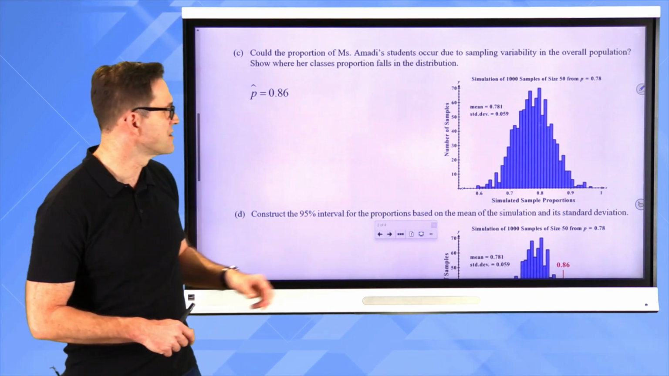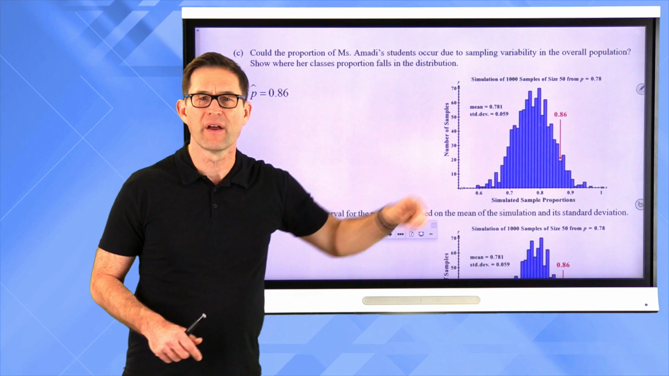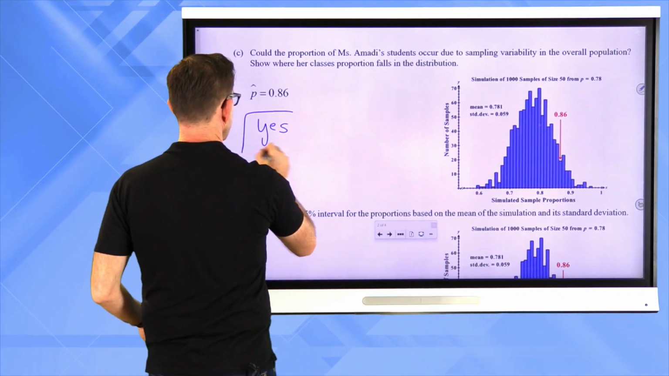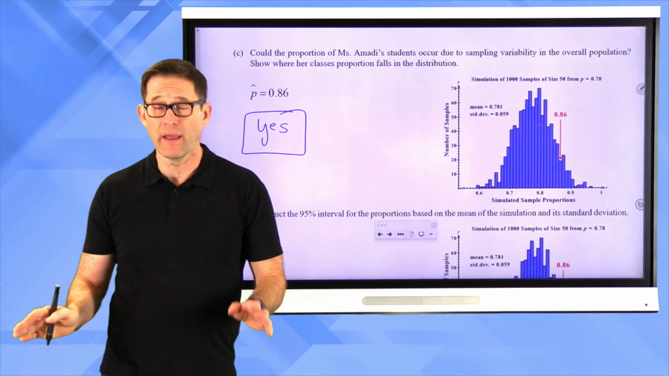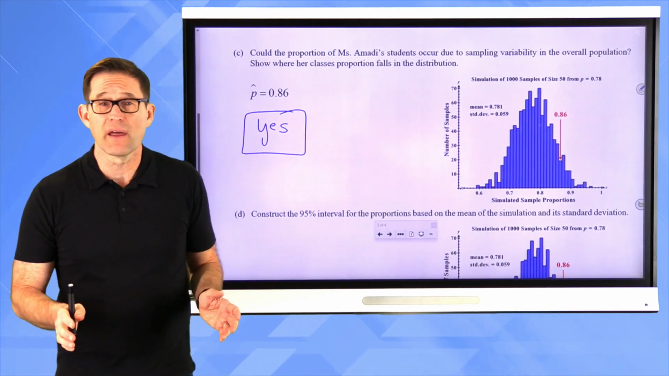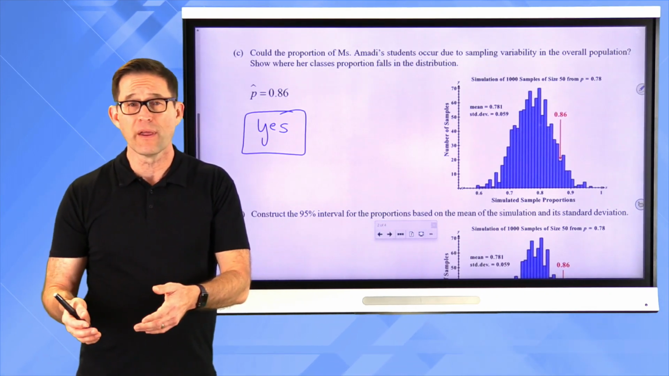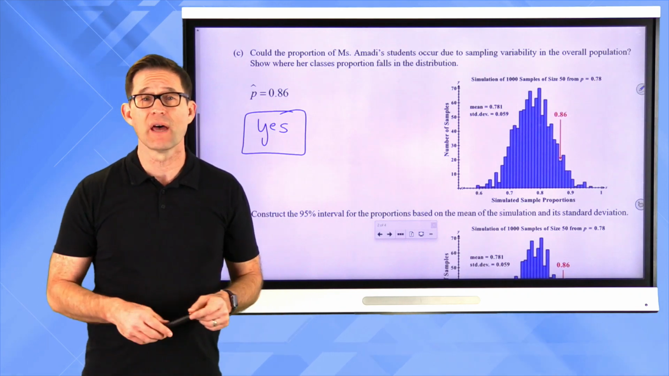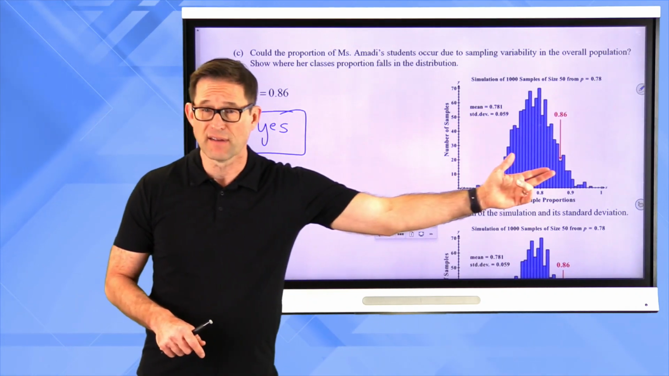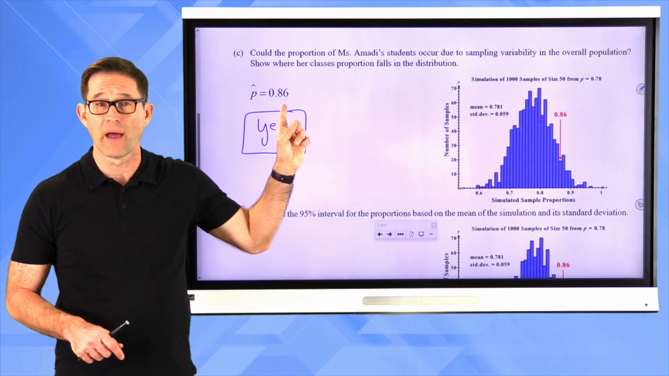Oh, you bet it does, right? And it occurs pretty easily, right about there. So it definitely can. And again, keep in mind what that says. This is really important. That says that if I'm just randomly taking groups of 50 from a population that has 78% of its population with brown eyes, I can definitely get a sample where 86% of the people have brown eyes.